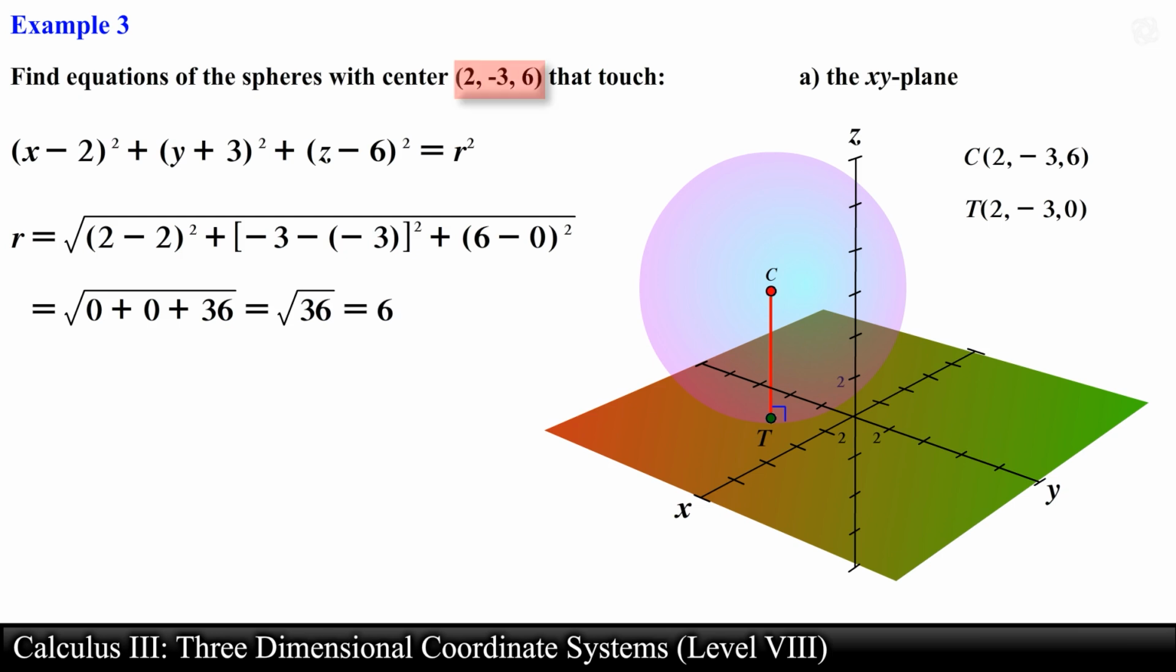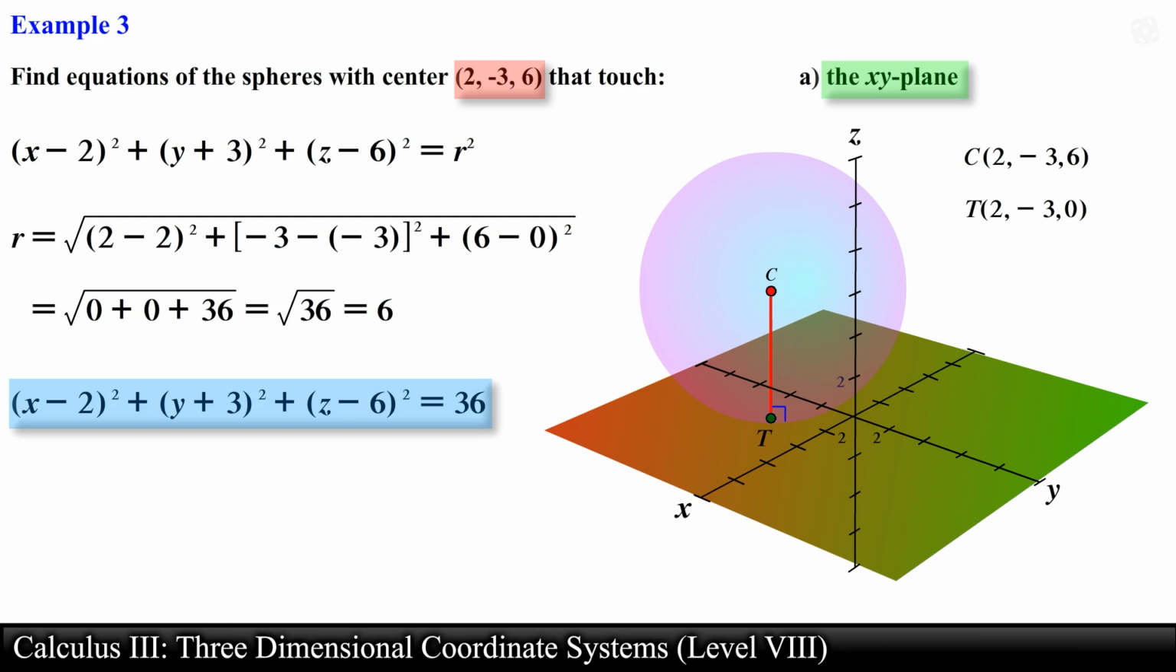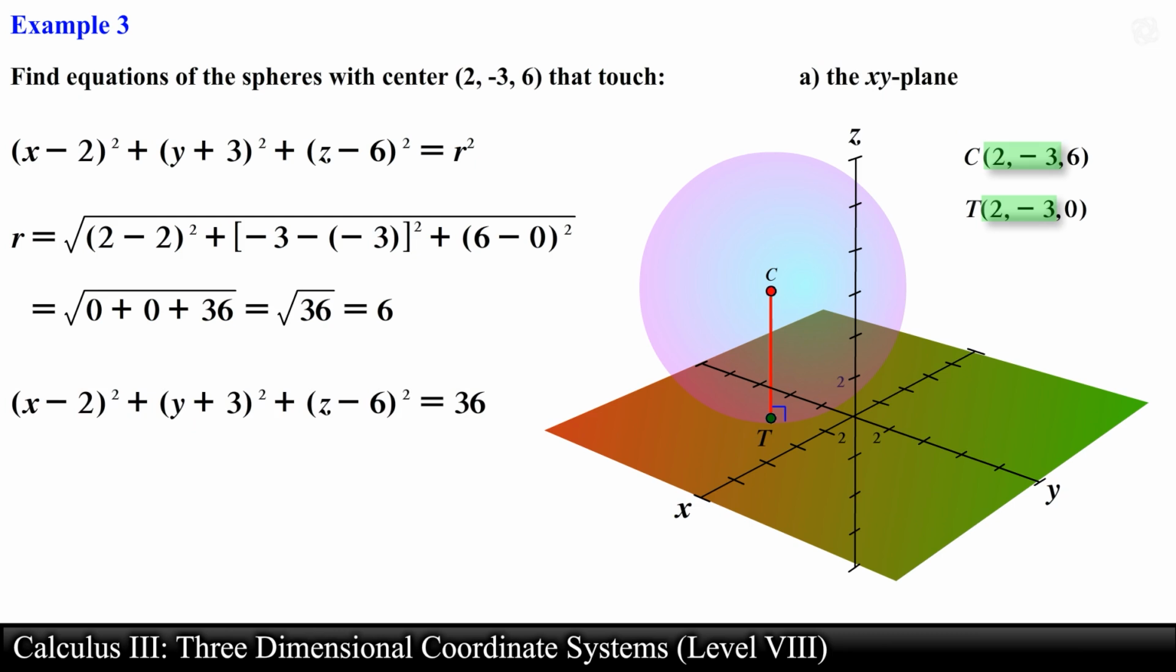So the equation of the sphere with center (2, -3, 6) that touches the xy plane is the quantity (x - 2)^2 + (y + 3)^2 + (z - 6)^2 = 36. Notice that since both points T and C share the same x and y coordinates, their difference reduced to 0, and the distance was solely equal to the difference of the points' z coordinates.